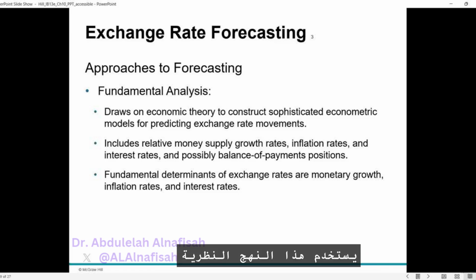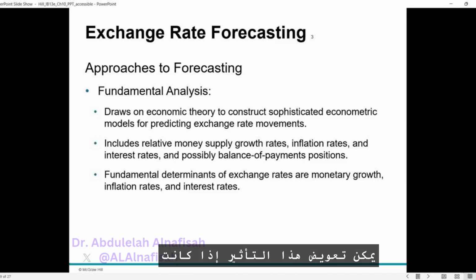Fundamental analysis. This approach uses economic theory and econometric models to forecast exchange rates based on variables like money supply growth, inflation, interest rates, and balance of payments positions. A country with a current account deficit, for example, might face currency depreciation due to increased foreign demand for other currencies if foreigners are unwilling to hold that country's currency.